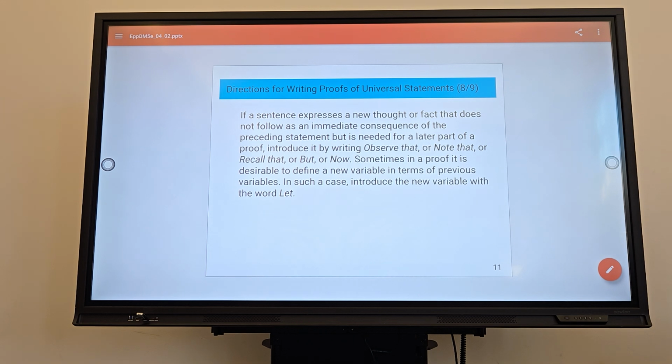Sometimes in a proof it is desirable to define a new variable in terms of previous variables. In such a case, introduce the new variable with the word let, like let s be an integer, with a variable that's assumed to be even, and let s be an integer such that 2s equals n. And that would be by the definition of an even integer.